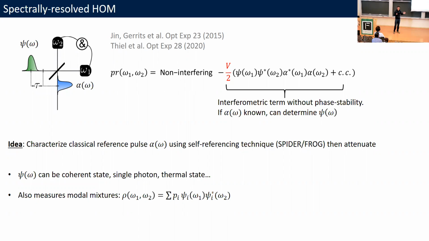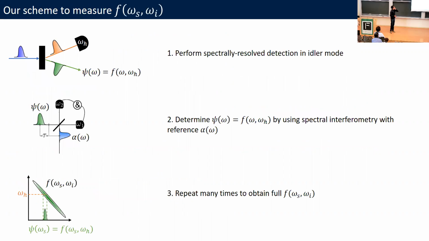So this means that you can start with a strong laser, send that pulse through commercial devices that let you do self-referencing characterizations through techniques like SPIDER and FROG, and then just attenuate it down to the single photon level. You've got a good reference that you can use for your measurement. Again, this works for any quantum state of light, including mixtures of modes. So that's for a single photon.